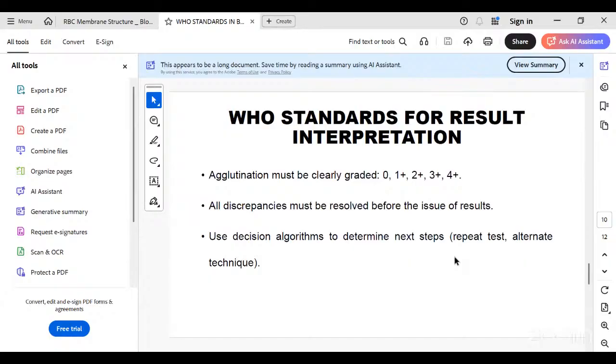All discrepancies must be resolved before issuance of results. Use a decision algorithm to determine the next step. For instance, if you have any discrepancy, what do you want to do next? Depending on the algorithm of your institution, whether you are repeating the test, using another technique, or sending the test outside to another center to validate. Next slide, please.